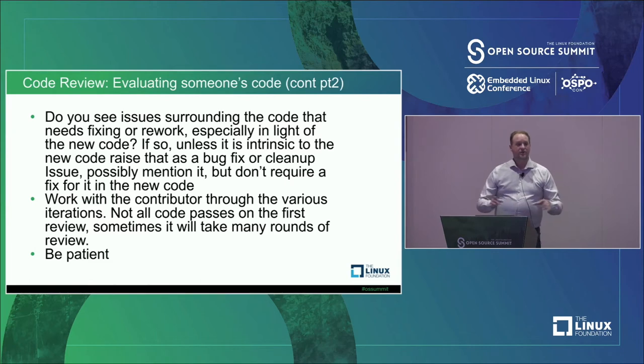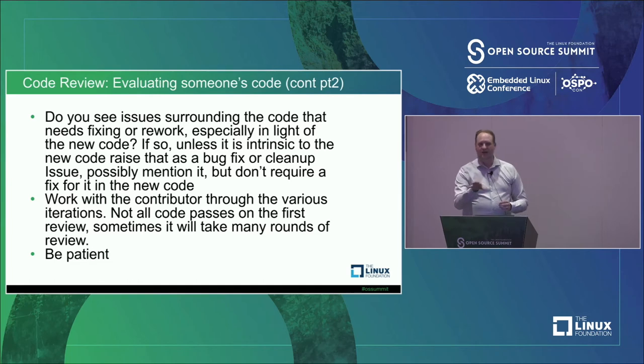Do you see issues in the code around the code that you're reviewing? Whenever you open these up in GitHub or GitLab, you're going to see the code around it to some extent as well, right? If you see an issue around the code that's not pertaining to the change itself, that needs a fix in some way, my recommendation is don't ask them to make that fix then. It's not relevant to the change that they're trying to do, unless it is. That's actually not too common, though, in my experience.